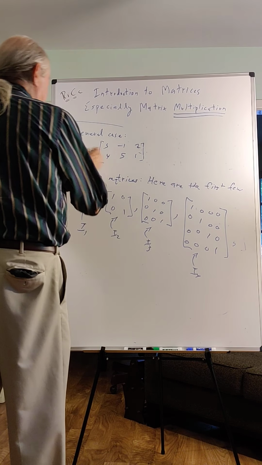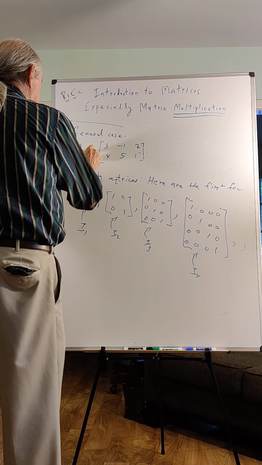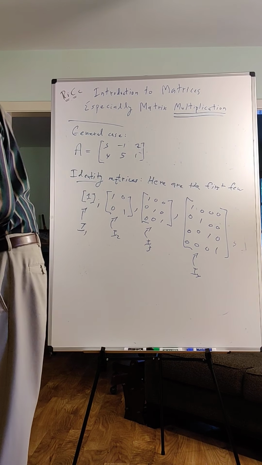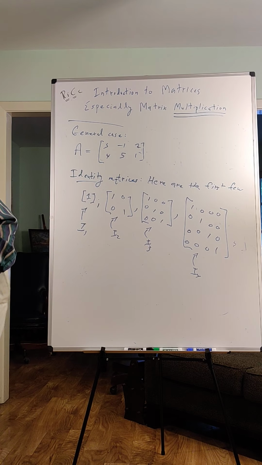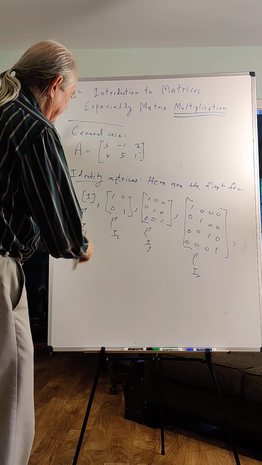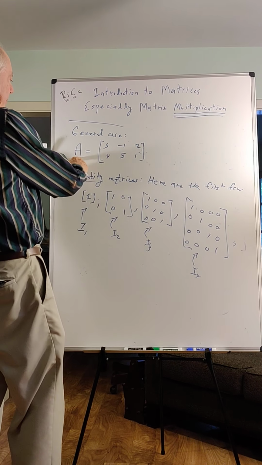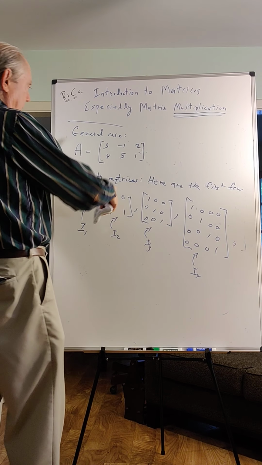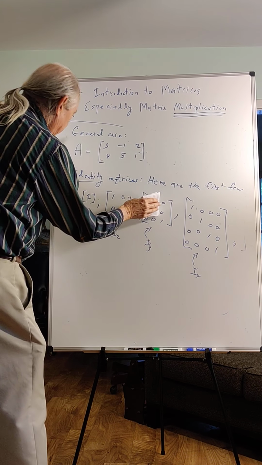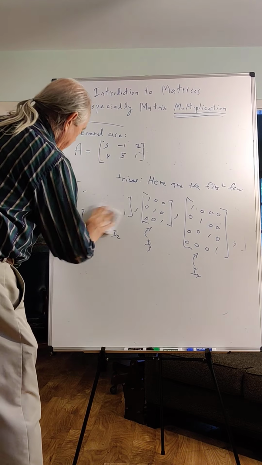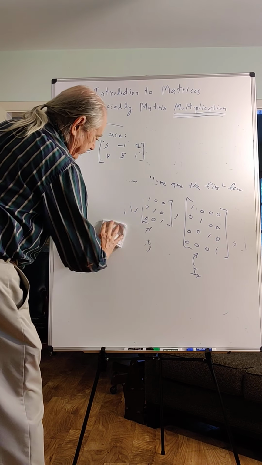And this is the matrix, I forget what we call this, maybe it was A. Why are they called identity matrices? Well, the reason is, if you multiply a matrix by one of these, you just get that other matrix back. So let's demonstrate.